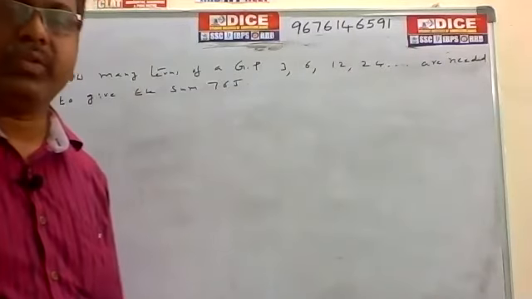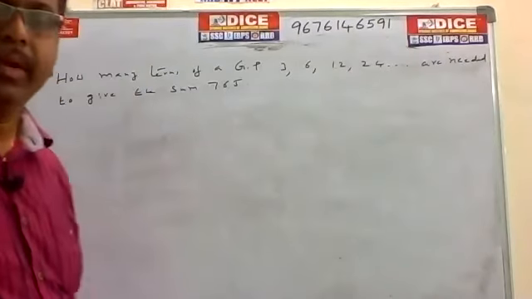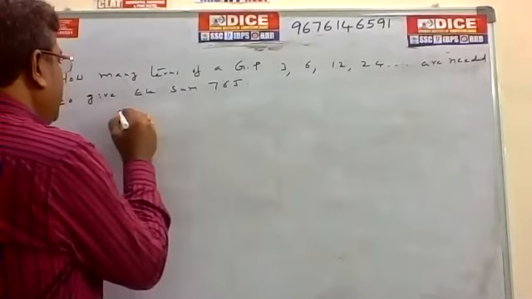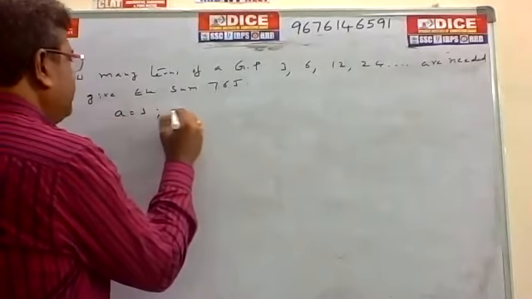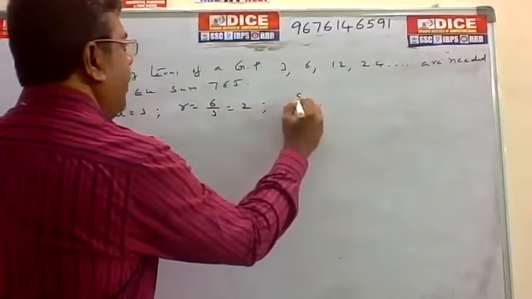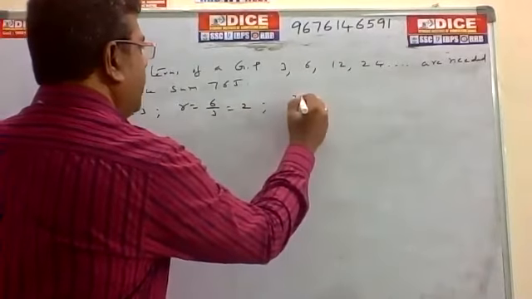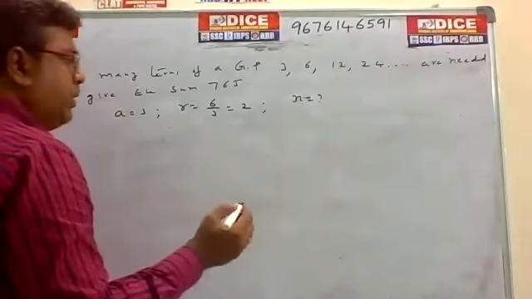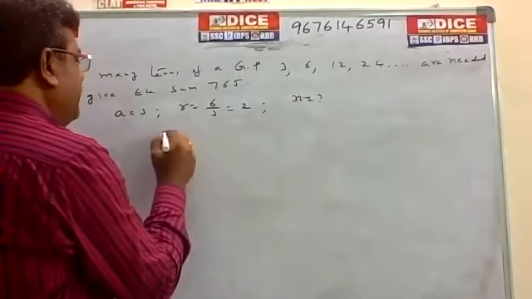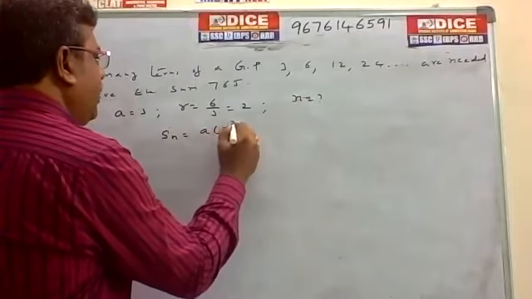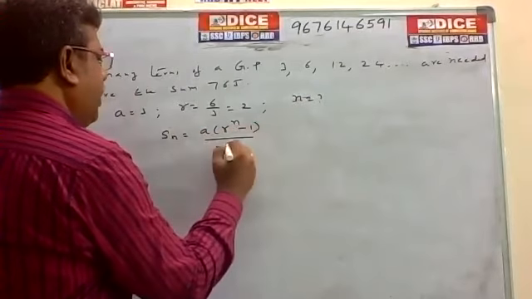Eight is the right answer from Ashwin and Aishwarya. Very good answers from Ashwin and Aishwarya. See here, A is equal to 3, R is equal to 6 by 3, which is 2, but we have to find n is equal to question mark. So what is the formula? Sn is equal to A into R to the power of n minus 1 by R minus 1.